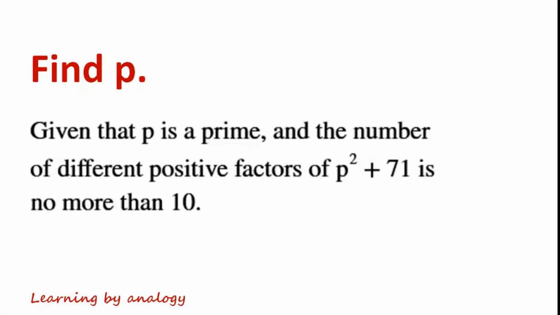Given that P is a prime and the number of different positive factors of P squared plus 71 is no more than 10. Find P.